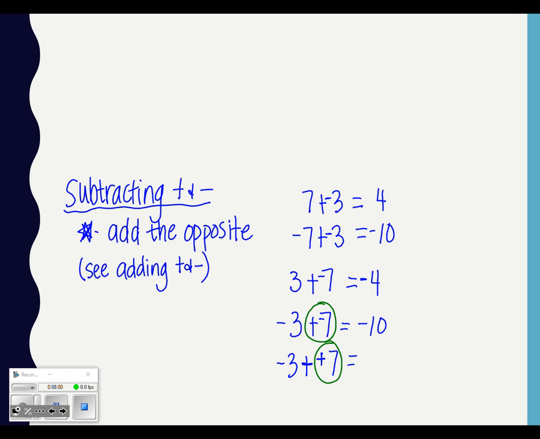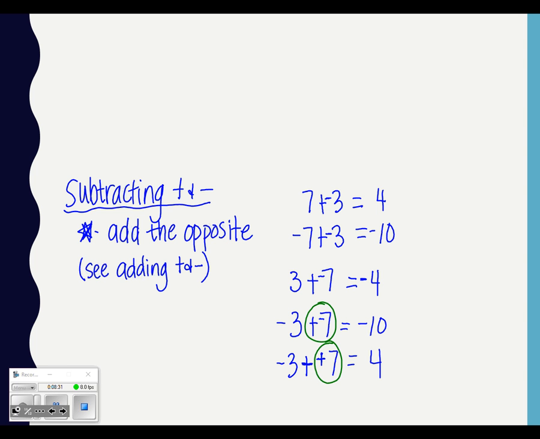2 lines. The first line will always change the subtraction to addition. Second line will either add a negative to the number or change the negative to positive, whichever is the opposite of what it already was. So here I have negative 3 plus a positive 7. Signs are different. I subtract. That gives me 4. Keep the sign of the one that had more. 7 is more than 3. The positives win. 4, the answer is positive.